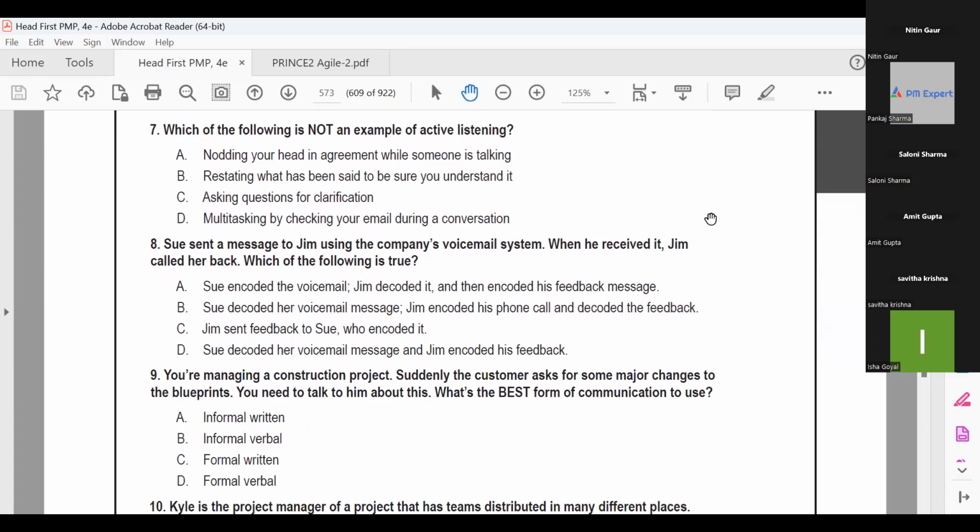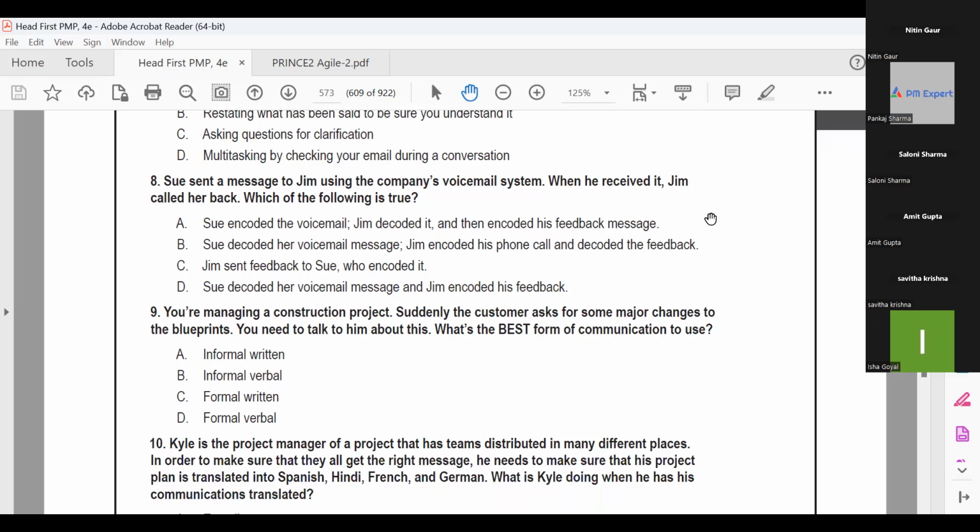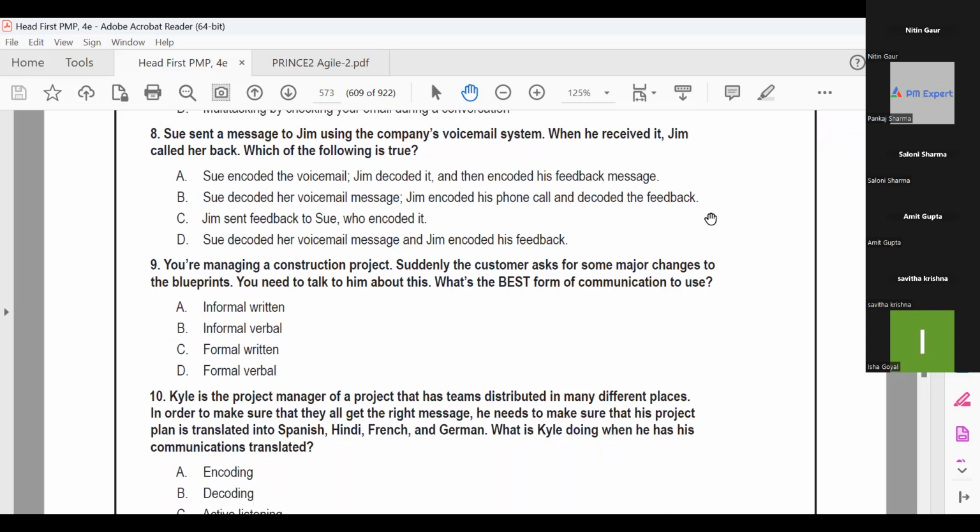Which of the following is not an example of active listening? D. Multitasking by checking your email during a conversation. So can I say D? Yes. Absolutely D. This is not a very relevant question, the 8th one, but still we can do it.